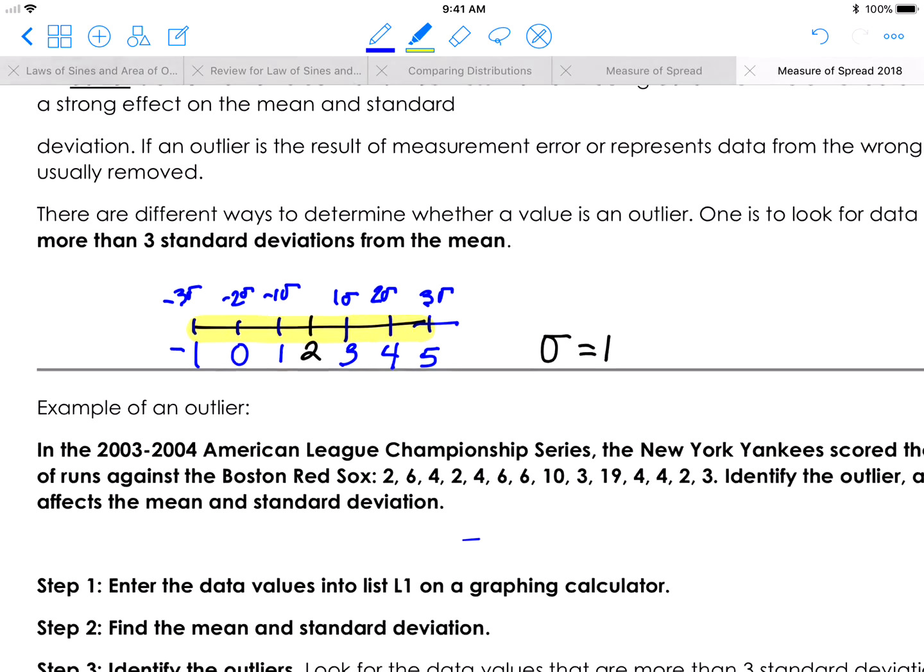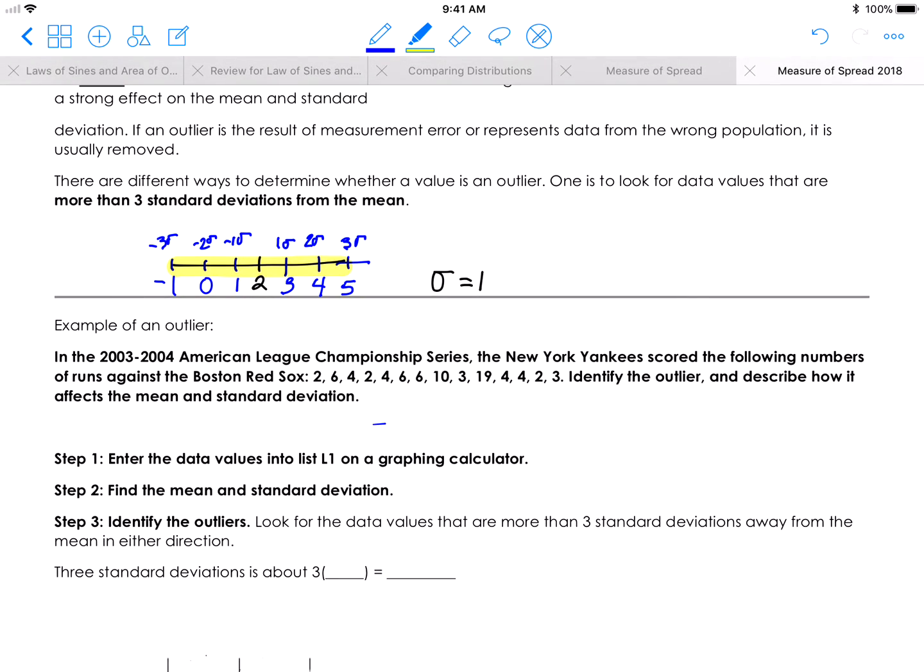So let's see an example and see if this makes a little more sense to you. All right, so in the 2003-2004 American League Championship Series, the New York Yankees scored the following numbers of runs against the Boston Red Sox. And here's the data. Right now, you need to plug this into your calculator, enter the data values in list 1 on your graphing calculator, run 1-var stats, and then find your mean and your standard deviation.